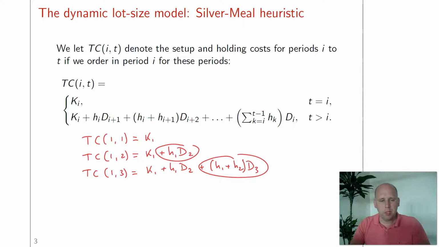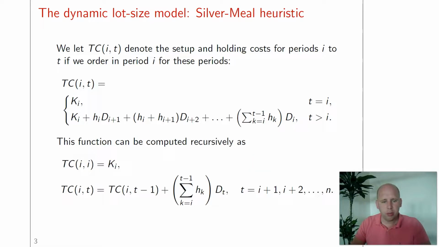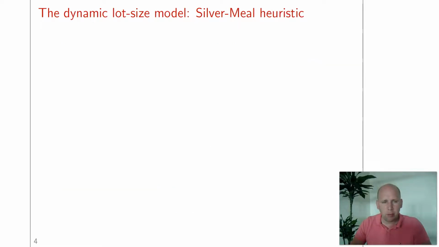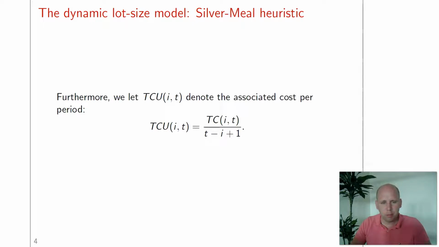And that basically means that we can also calculate those values recursively. So that's also written over here. We start just with the setup costs, and each time that we increase this T by 1, we add one more term. So that's how we can calculate those values most easily. Those are the total costs for these periods.